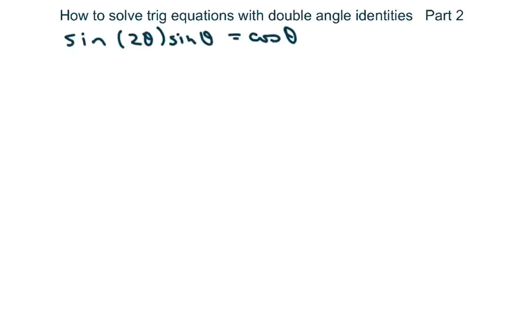Hi everyone. We're going to solve trig equations using double angle identities. This is part 2 and there's only 2 problems because the second one's a little more complicated.